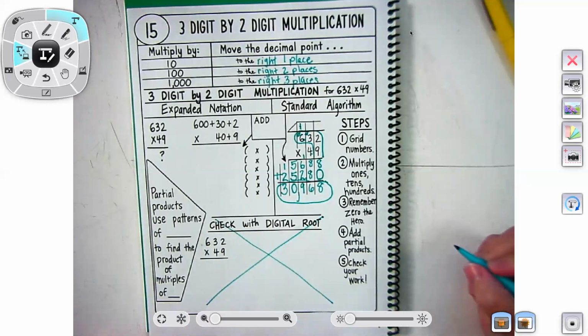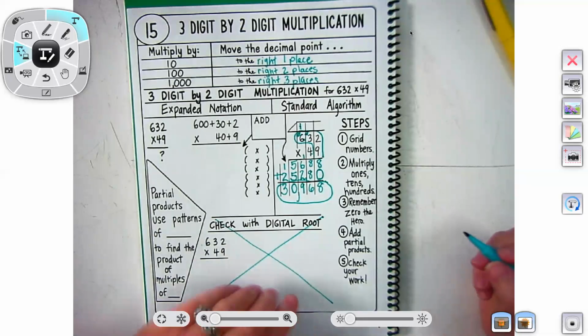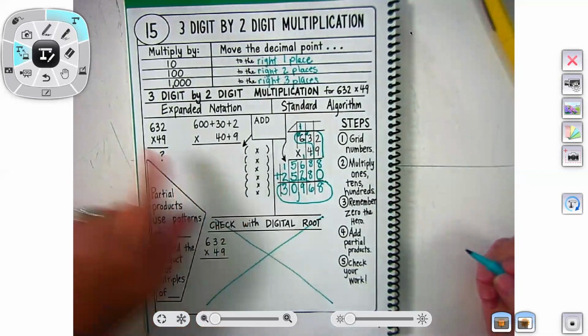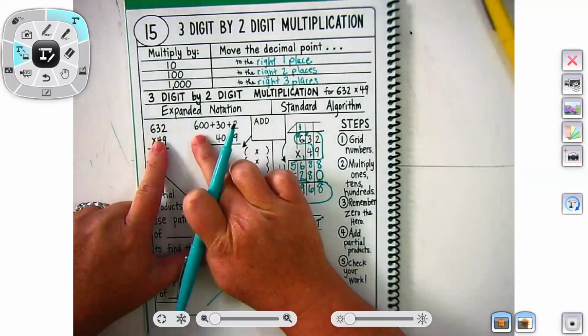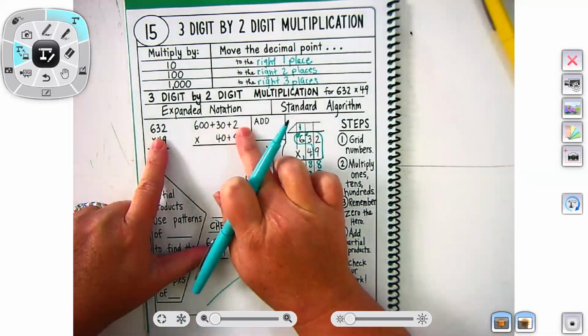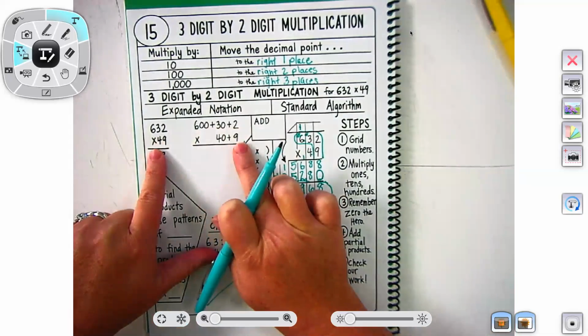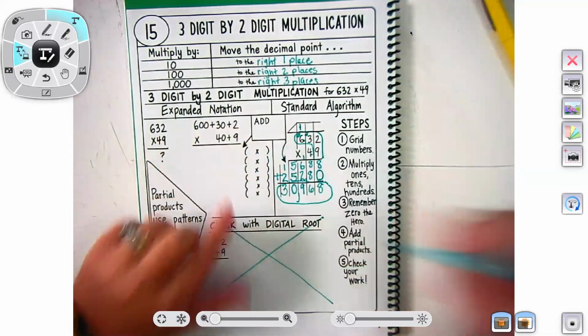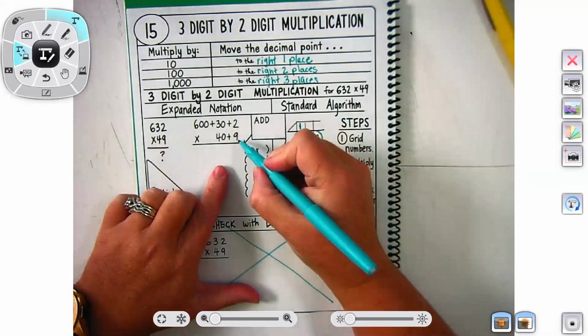Now, what we're going to look at is expanded notation and multiplying with expanded notation. So I'm going to show you first when we do expanded notation. Notice I've taken 600, I've broken it apart. 600 plus 30 plus 2, and then 40 plus 9.